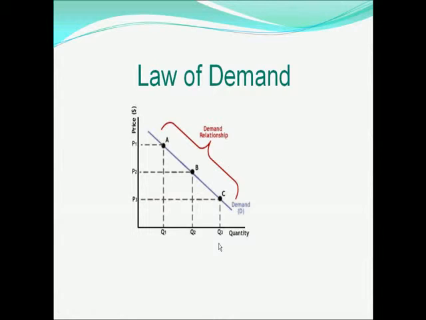So this law says that the higher the price of a good, the lower the quantity demanded, that is A, and the lower the price, the more the good will be in demand. This is shown in the point C. So this is the demand relationship in the law of demand.